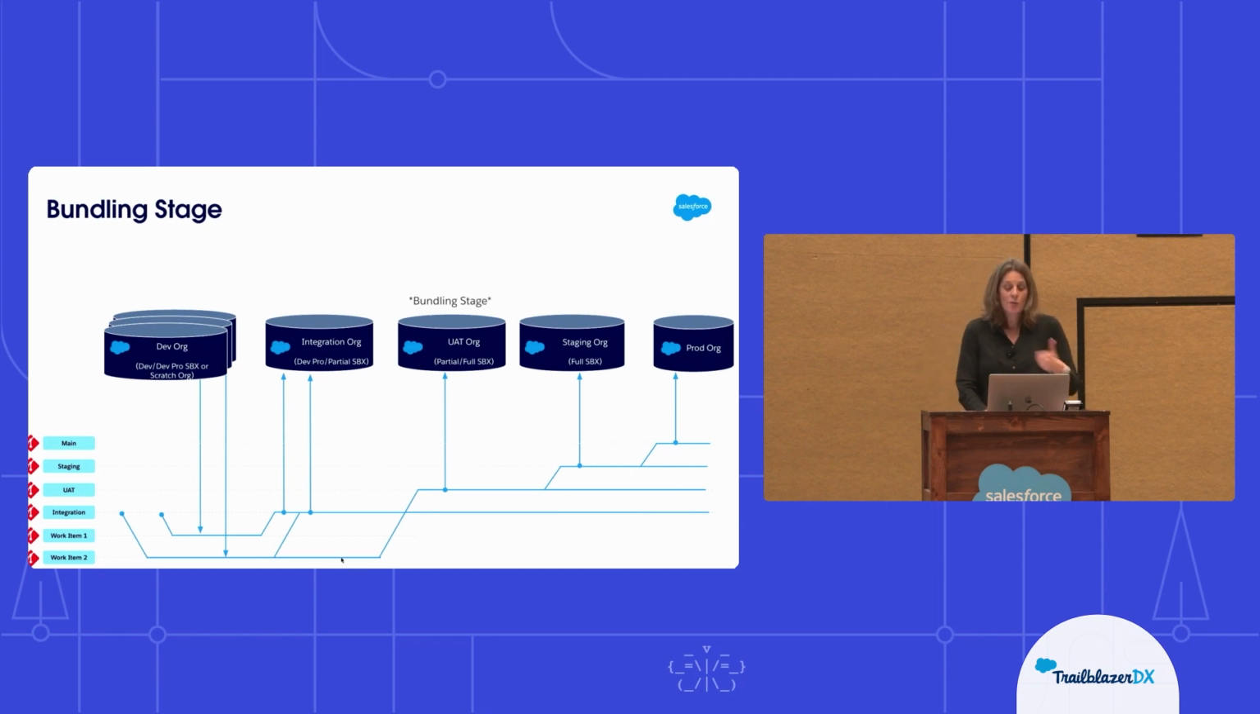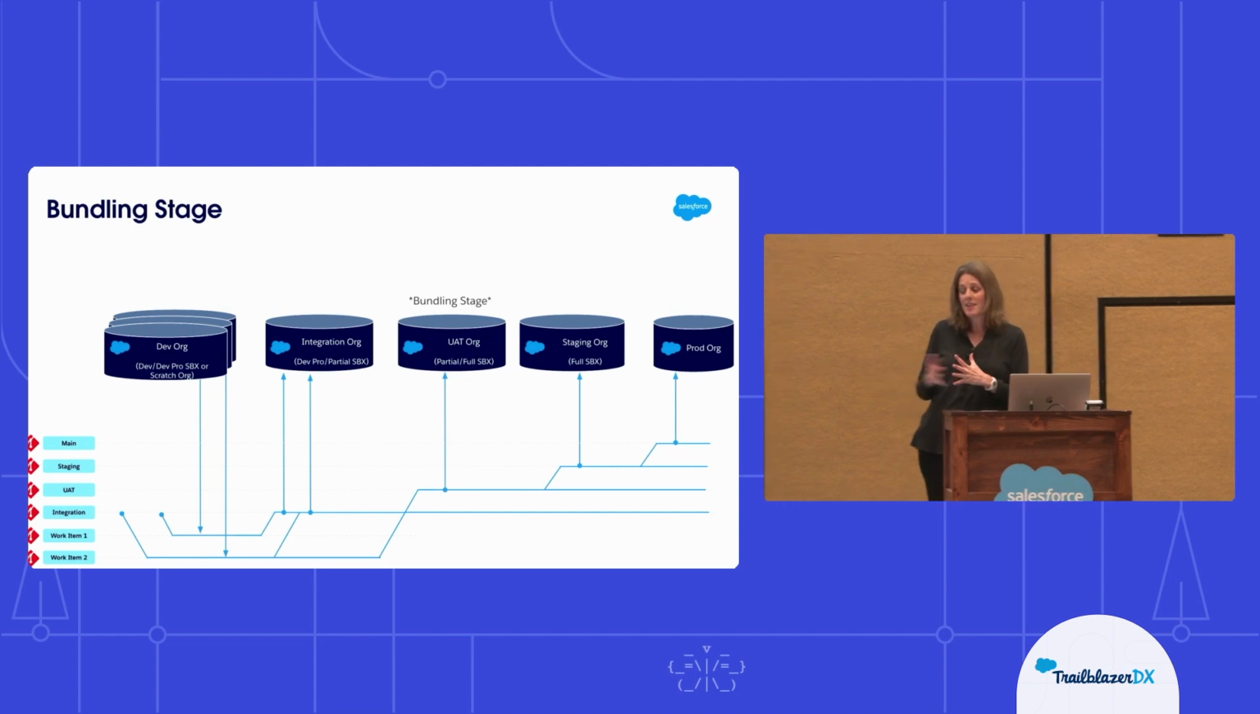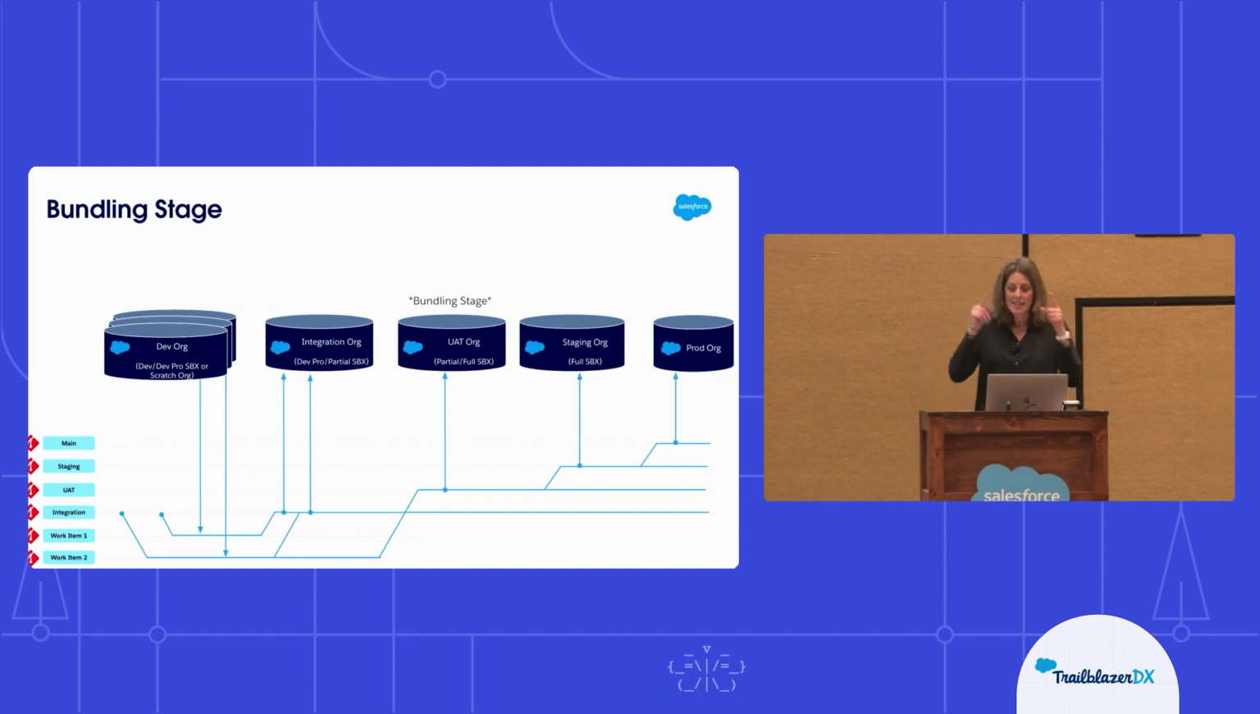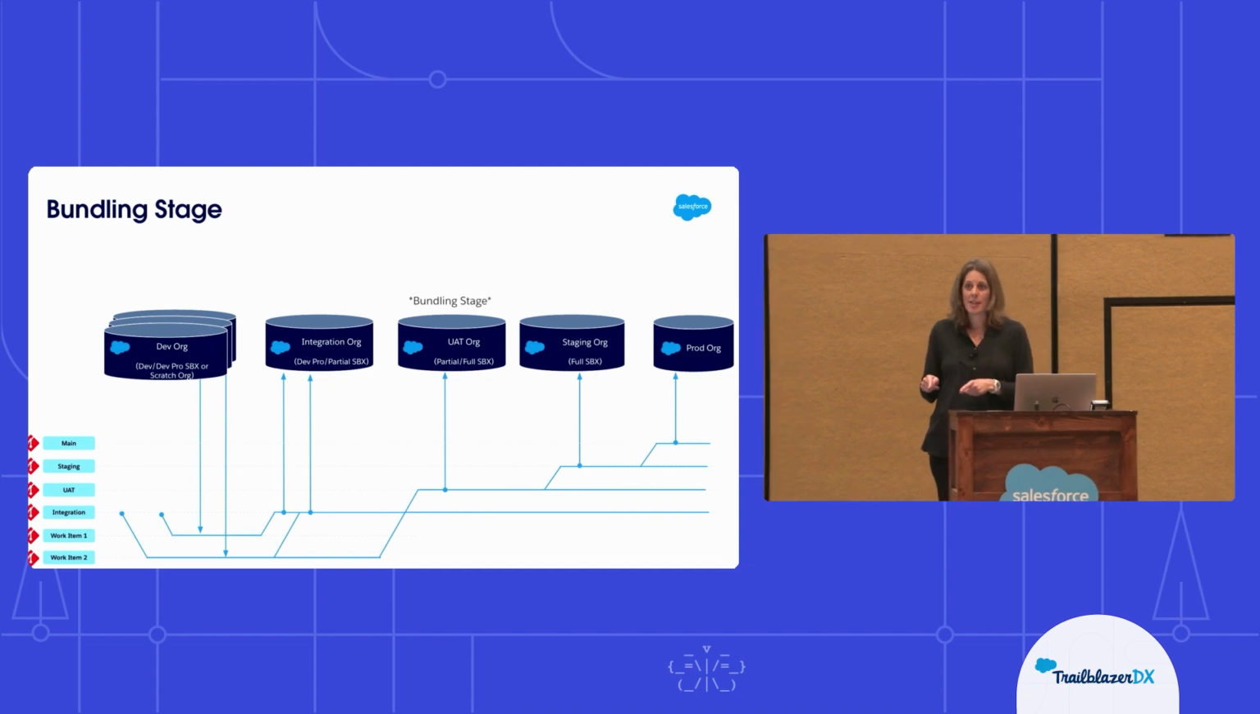Now, when you promote work item 2 into UAT, you are now testing a different version of that metadata. Maybe it's functionally the same, maybe it's going to perform exactly the same, but there may be interdependencies that are now creating different behavior. So the bottom line is, what you tested in integration is not what you just moved to UAT. And this is a fundamental problem here.